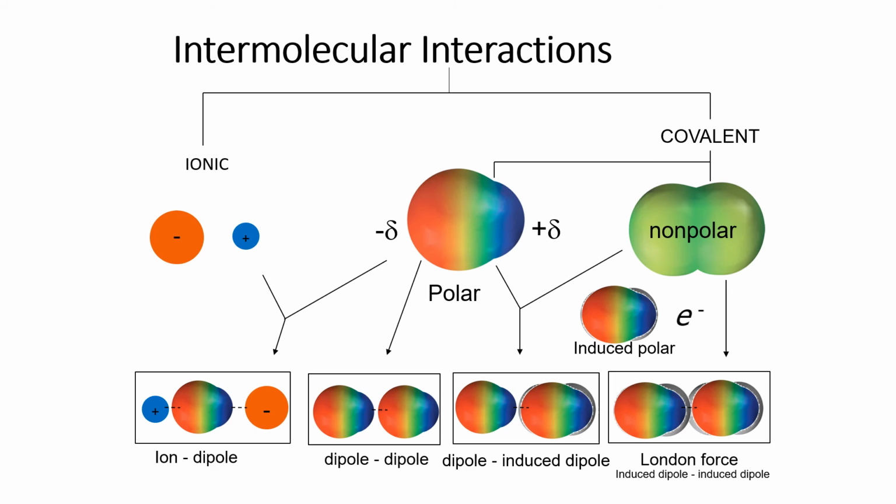All these attractions we call van der Waals attractions, because they are not considered covalent, ionic or metallic. These intermolecular attractions can affect how large scale materials form.